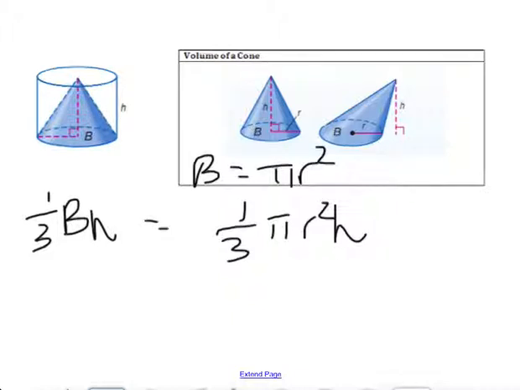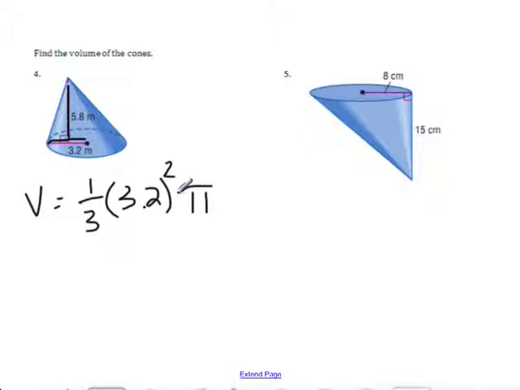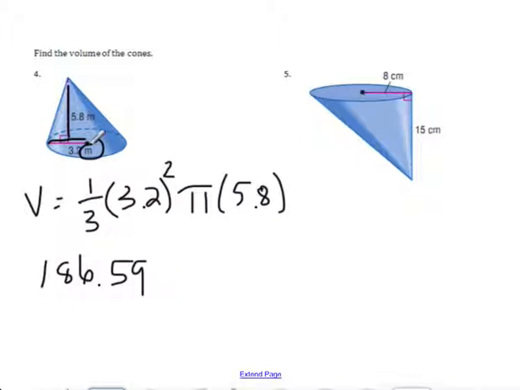So let's take a look now at number 4. For number 4, we want to find the volume of these cones. I notice that my radius is 3.2 and my height is 5.8. So I'm going to plug that into my volume formula. I have 1/3 times the area of the base, which is going to be 3.2 squared times pi, and then I'm going to multiply it by the height, which is 5.8. So I have 1/3 times 3.2 squared times pi times 5.8. You multiply all of that together and you get 186.59. Then I notice that my label is meters, so I am going to cube it for number 4.